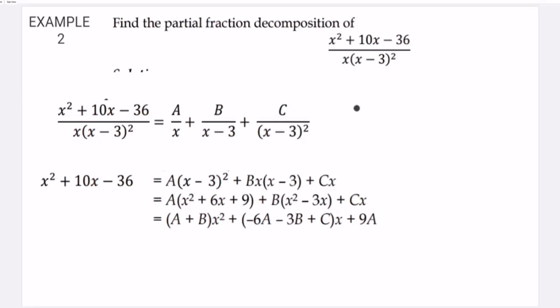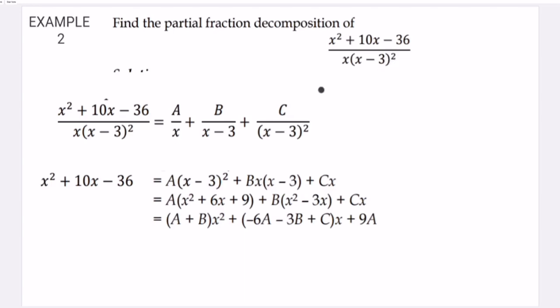In our next example, we're going to find a partial fraction decomposition for a rational expression containing a repeated linear factor. So at this point, we have repeated linear factors. We are going to find the partial fraction decomposition of x squared plus 10x minus 36 over x times the square of x minus 3. Based on the denominator, it is already repeated because the root is x equals 3, or x minus 3 times x minus 3.